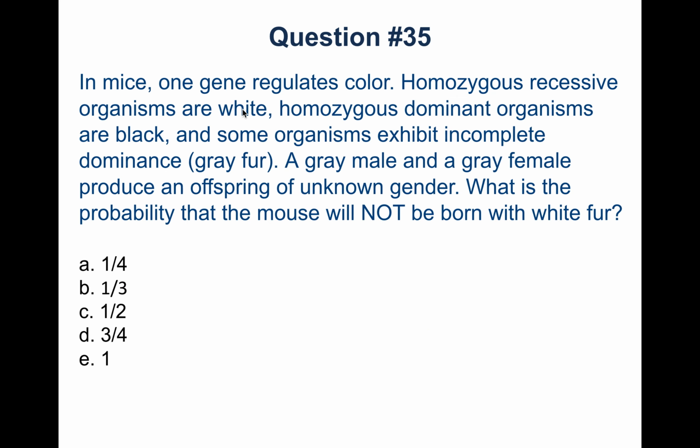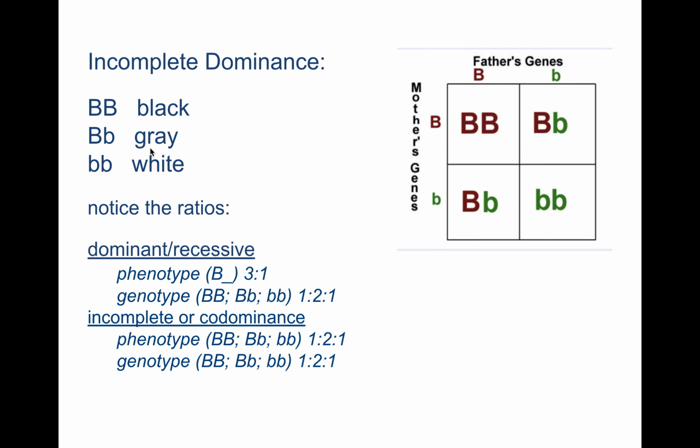All right, in mice, one gene regulates color. Homozygous recessive organisms are white, homozygous dominant organisms are black, and some organisms exhibit incomplete dominance, gray fur. A gray male and a gray female produce an offspring of unknown gender. What is the probability that the mouse will not be born with white fur, meaning the probability that it will be born with either gray fur or black fur? 3/4. All right, so here is the Punnett square for this.